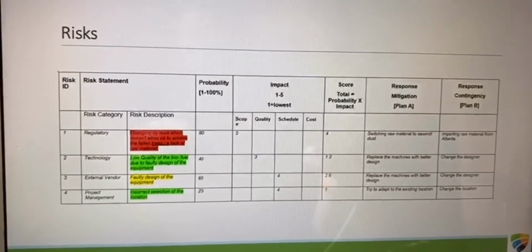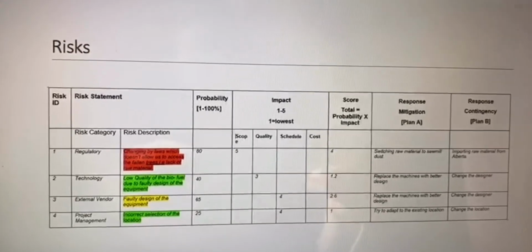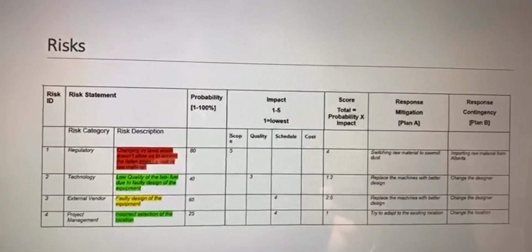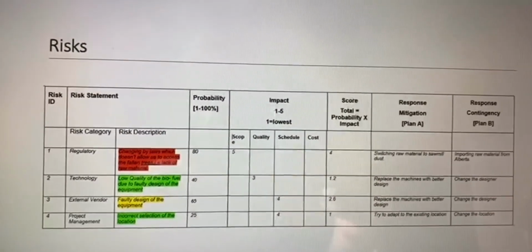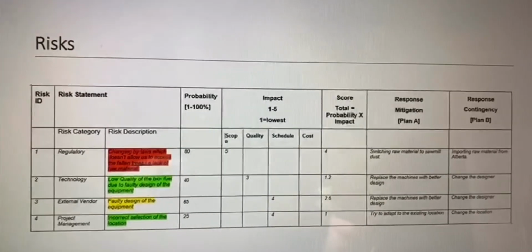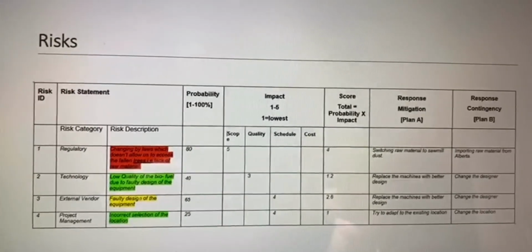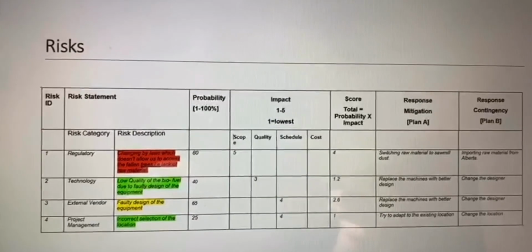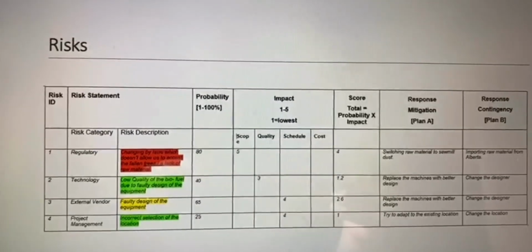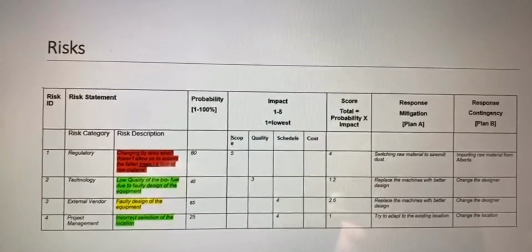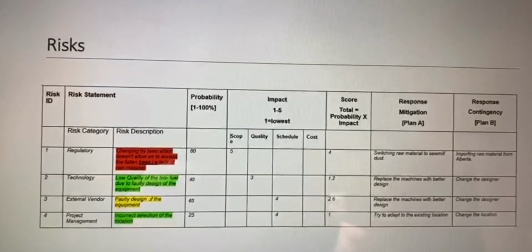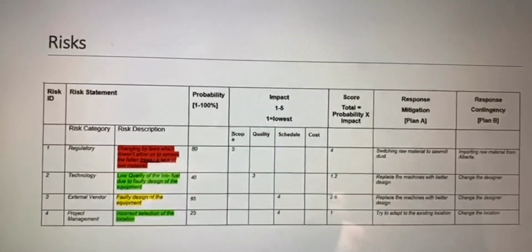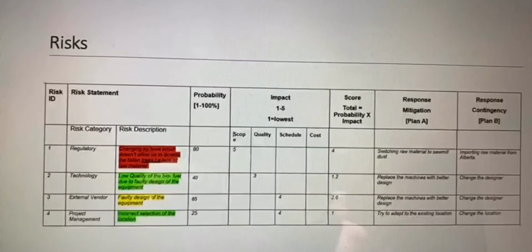We determined some risks for this project. The major risk, colored red, is changing bylaws, which will not allow us to use fallen trees as a raw material at all. Our plan A to mitigate this risk is switching the raw material to sawmill dust. If it won't work, we will run the contingency plan B and import the raw material from Alberta province.